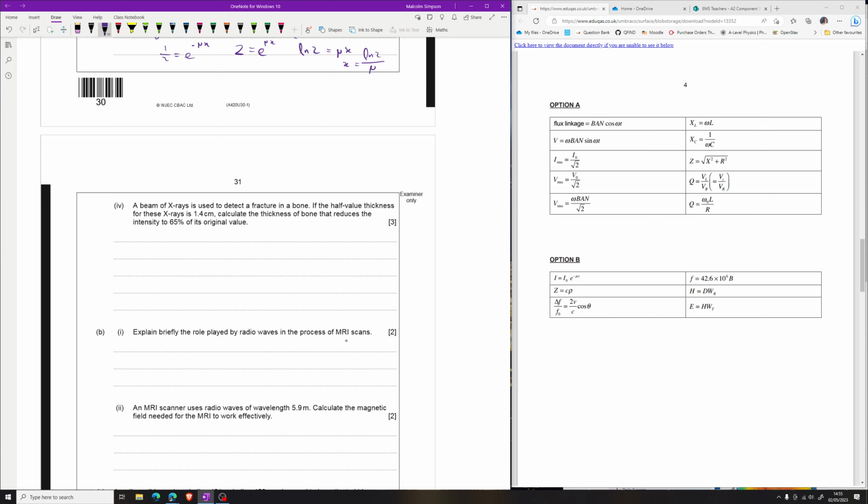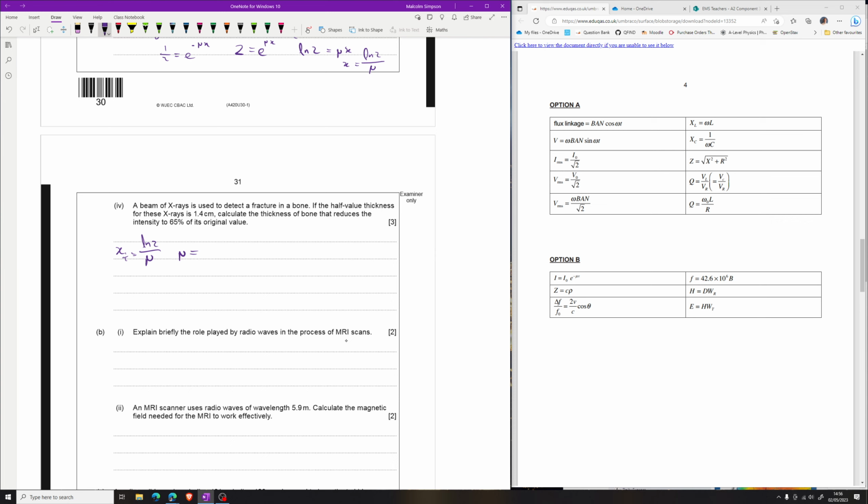The half thickness is 1.4. Calculate the thickness of bone that reduces the intensity to 65% of its original value. So the half thickness is 1.4. What we'll do is use the relationship we've just found that says x half equals log 2 over mu. We'll use that to find mu.